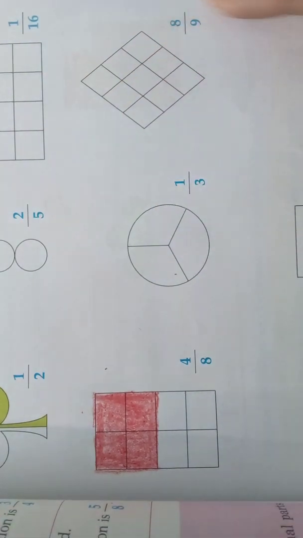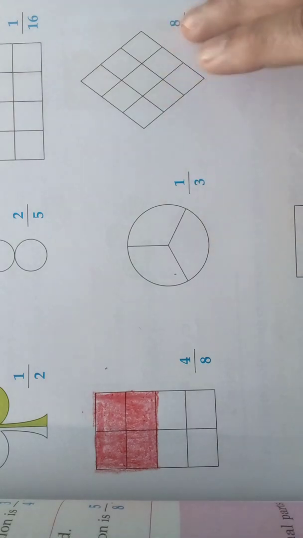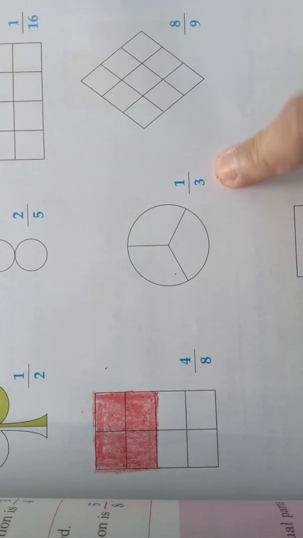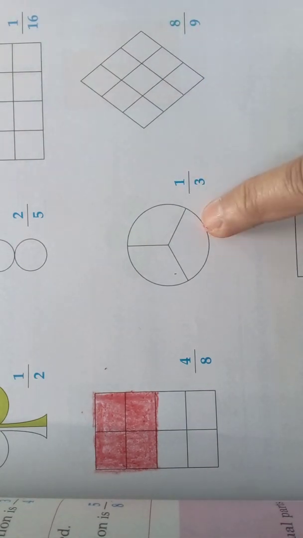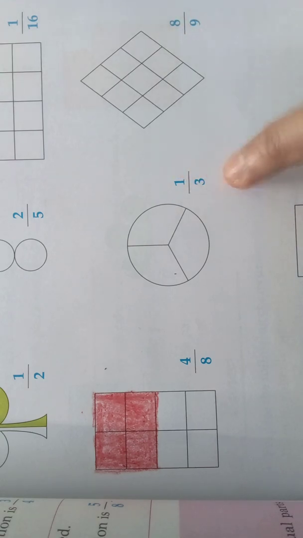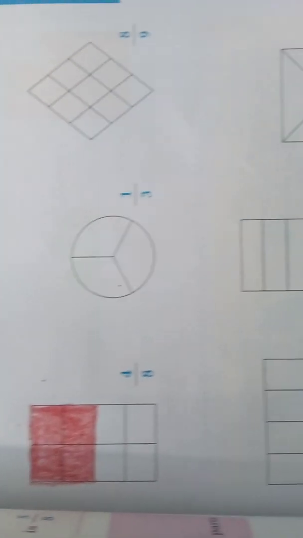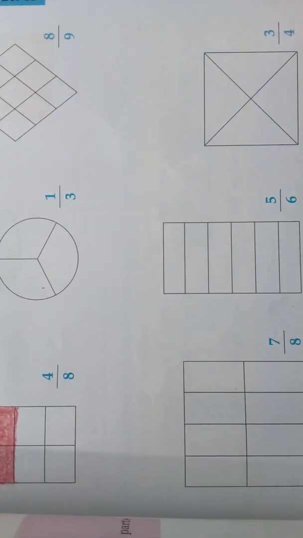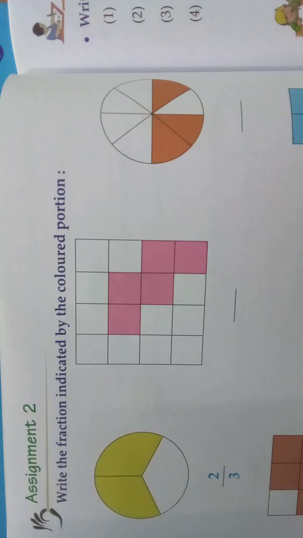See, do the remaining. Color the remaining figures like this according to the given fraction. See, it is 1 by 3, 1 upon 3, 8 upon 9. So color it according to the fraction. Understood children? So, do the remaining sums. Come, we will go to the next page. Assignment 2. Come to the next page, children.